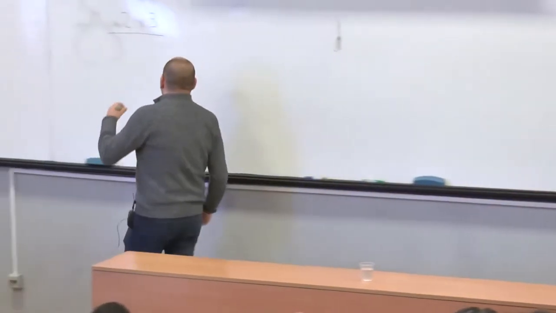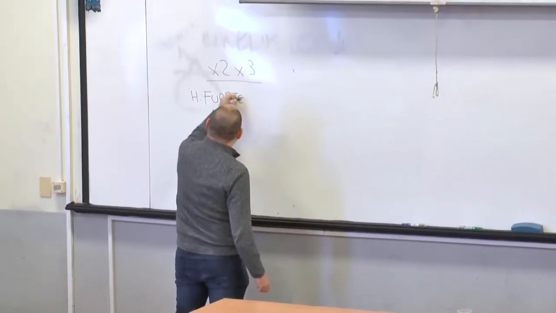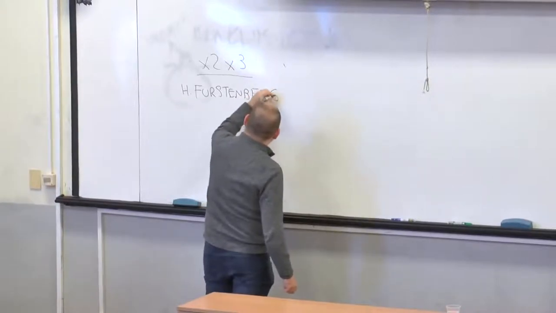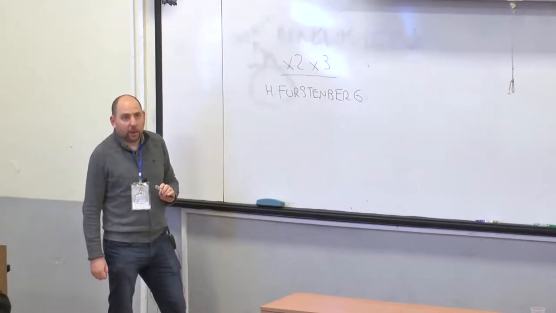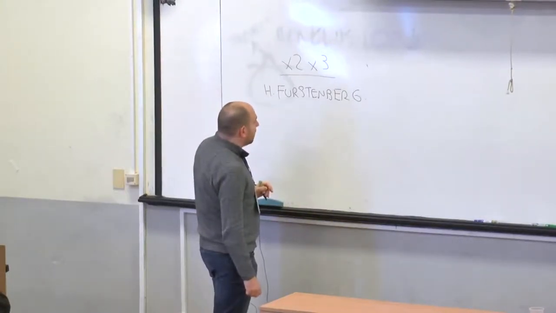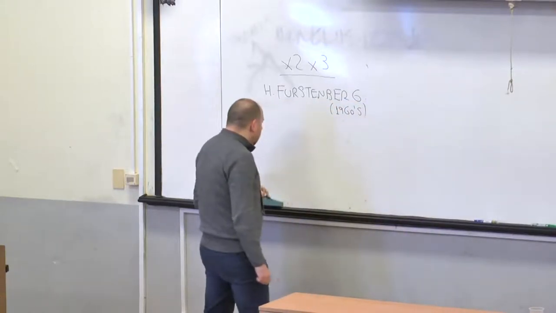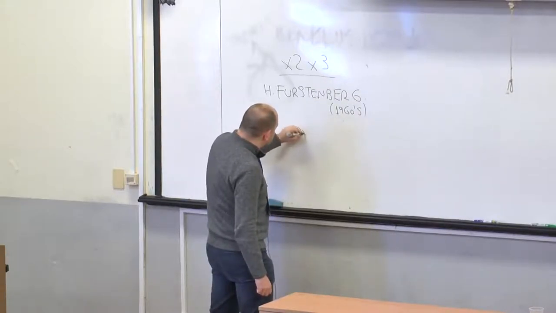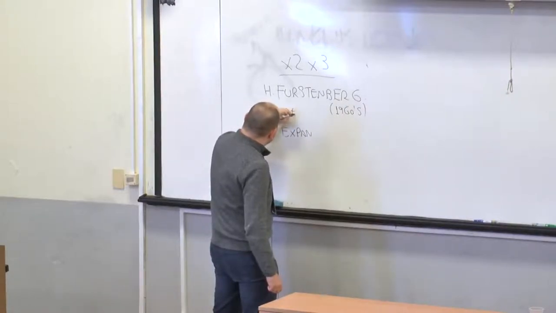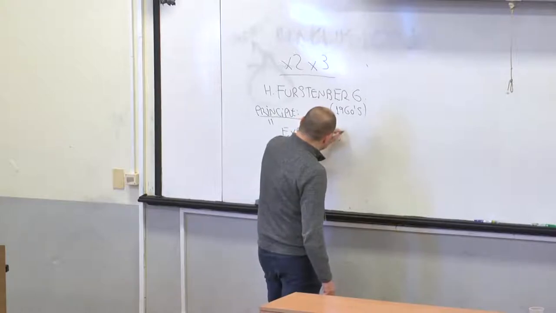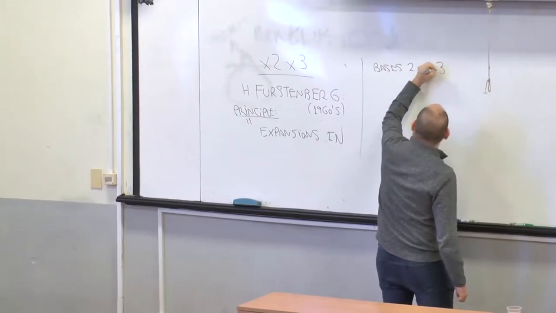So I'm going to talk about some problems that were posed by Hillel Furstenberg in the 60s. He promoted the following principle, although he never stated the principle in this way. So this is my reinterpretation of his principle. He suggested that expansions in bases 2 and 3... This is a principle. It's very, very vague, as a principle should be. Expansions in bases 2 and 3 have no common structure.